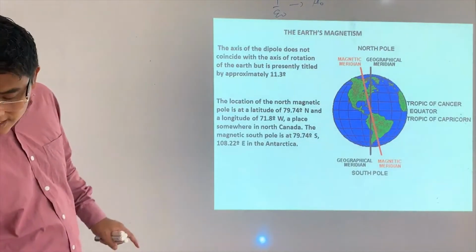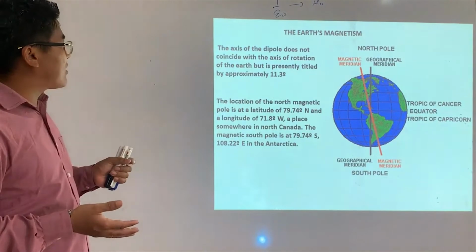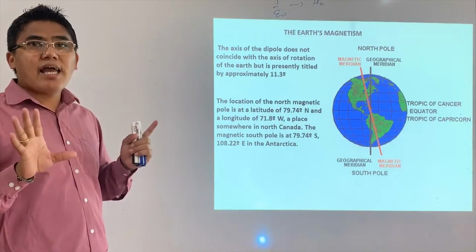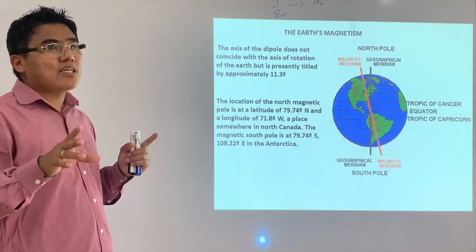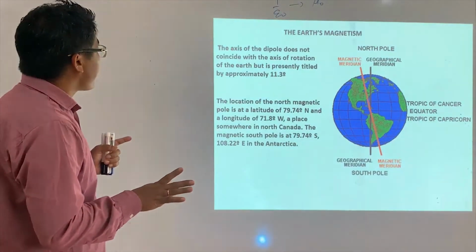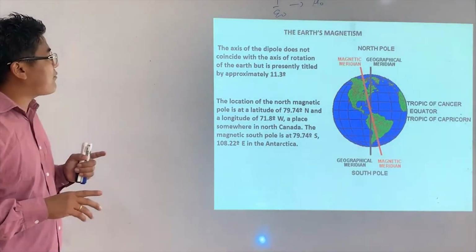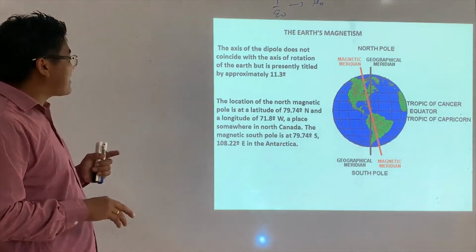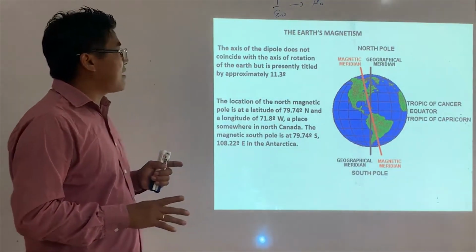Now, having this concept, the axis of Earth. We have two axes: the geographical axis and the magnetic axis. Geographical meridians and magnetic meridians, that you should keep in mind. The axis of the dipole does not coincide with the axis of rotation of Earth, but is presently tilted by approximately 11.3 degrees.